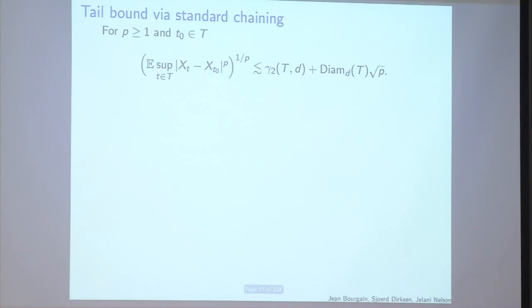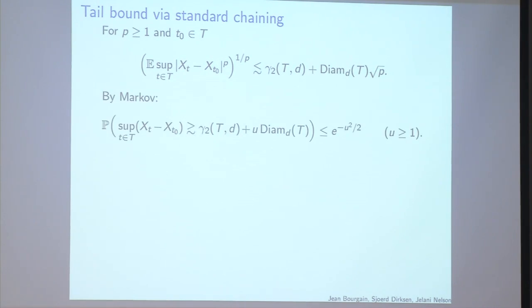Okay, so let me show this. If you have this bound for all p, then you can do Markov's inequality with p and then optimize over p, and then you get the following tail bound. And this tail bound is in a certain sense sharp.